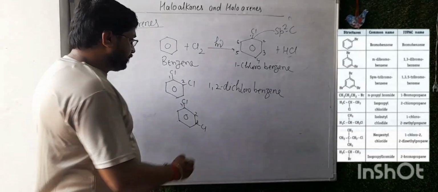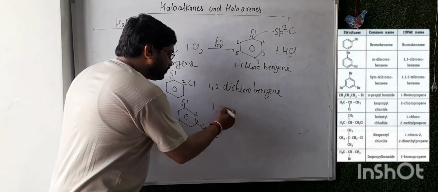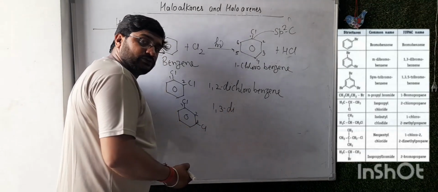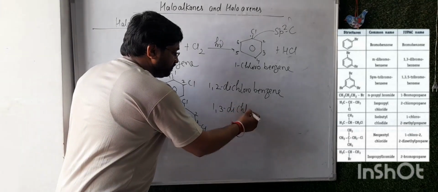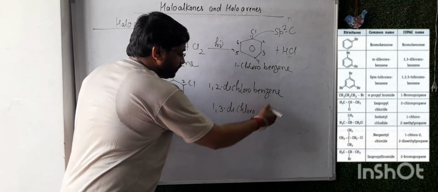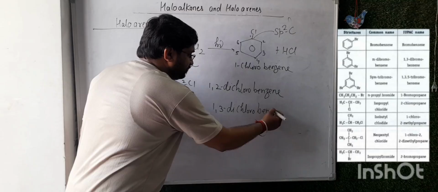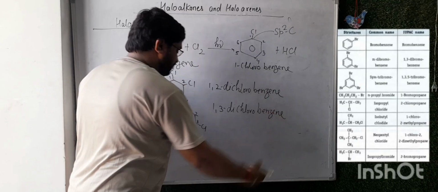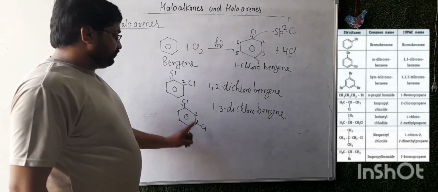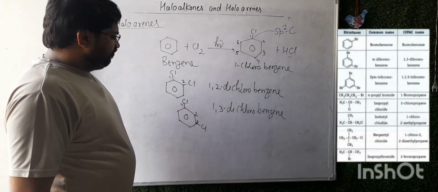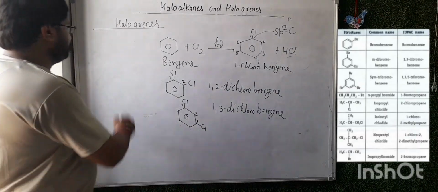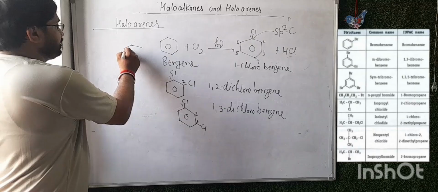So first carbon, the position of chlorine is first and third carbon. So what do we write? We write 1, 3, 2 times this is coming, so we have used the prefix dichloro, and it is a derivative of benzene. So we write benzene. Okay, so this is 1, 3-dichlorobenzene.